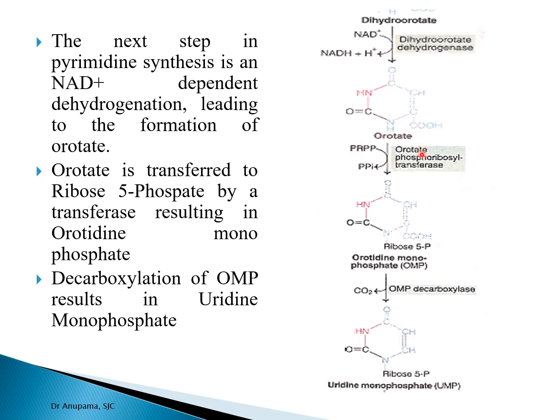Now the orotate is transferred to ribose 5-phosphate, and the ribose 5-phosphate contributor is PRPP, that is phosphoribosyl pyrophosphate, and the reaction is catalyzed by orotate phosphoribosyl transferase and will be getting OMP. The decarboxylation of OMP results in UMP, that is uridine monophosphate, and the reaction is catalyzed by OMP decarboxylase.